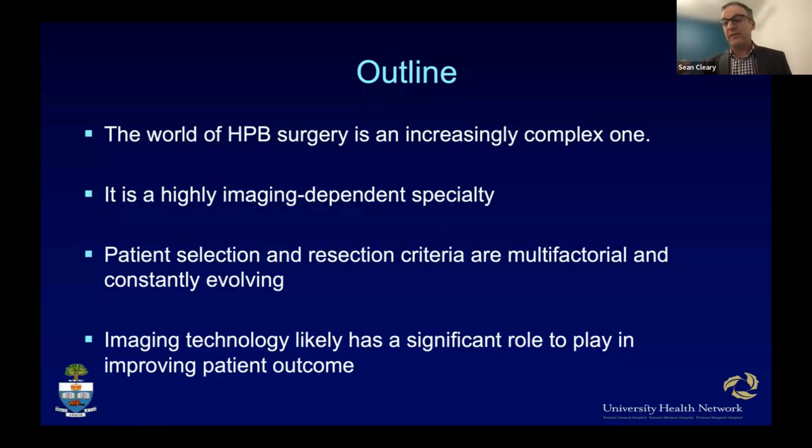And we've been the significant beneficiaries of some of the imaging technology, including the development of liver-specific contrast agents. And as Kartik has shown, these really do, we feel strongly, improve patient outcome. And we'll just go through a few examples of those things.